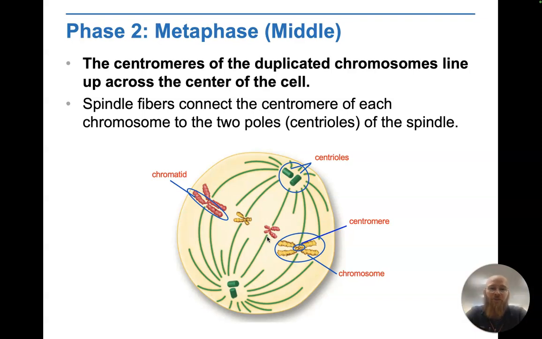This is basically where the centromeres of all the duplicated chromosomes are lining up in the center, so in the middle of the cell. Spindle fibers that we addressed in the previous phase are now going to connect to those little center points for each of our chromosomes. And we're going to create those connections, and hopefully each chromosome will have one sister chromatid pulled to one side of the cell and the identical copy pulled to the other side of the cell.